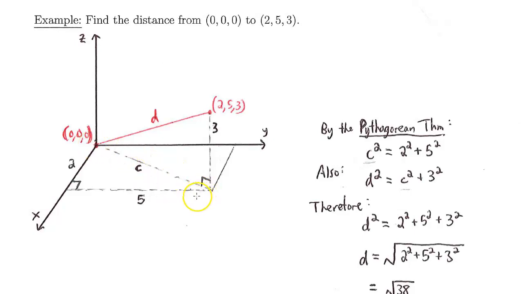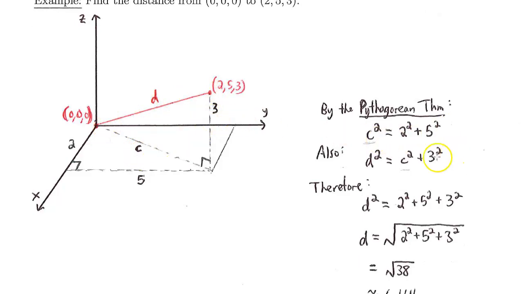Notice that what we have are a couple of triangles here. First of all, this triangle here is a right triangle, and I've indicated that by this right angle. And then this triangle right here is also a right triangle, so there is a right angle there if you think about it. By the Pythagorean theorem, and we'll call this length c, by the way, c squared is equal to 2 squared plus 5 squared. But then we also have that d squared is equal to c squared plus 3 squared.